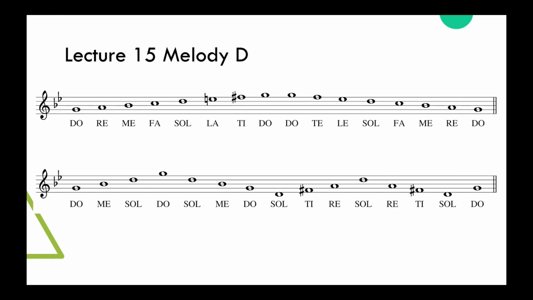Now here we go into the scale. Do, re, mi, fa, sol, la, ti, do, te, le, sol, fa, mi, re, do. Again, I have the same typo on te and le. Te should have a natural sign before the F, and le should have a flat sign. Do, me, sol, do, sol, me, do, sol, ti, re, ti, sol, do. I had to play with the registers a little bit to fit my vocal range.